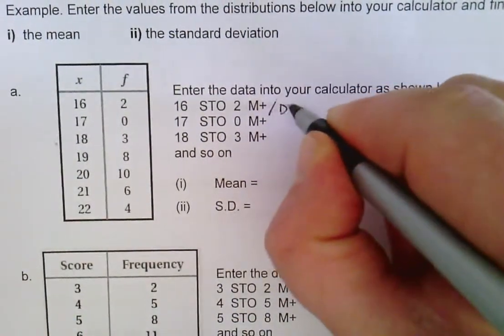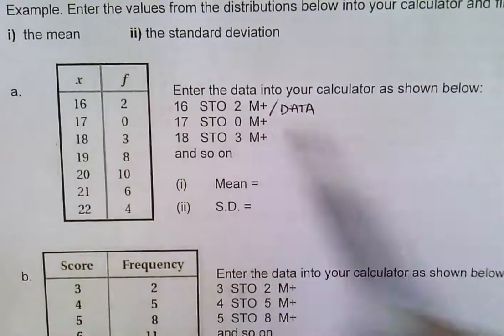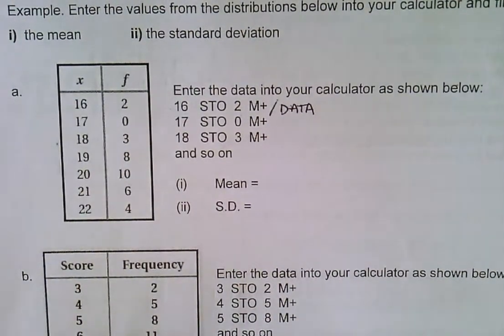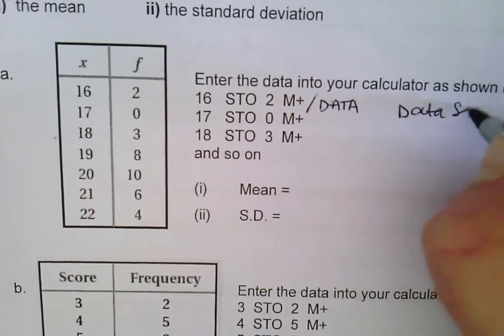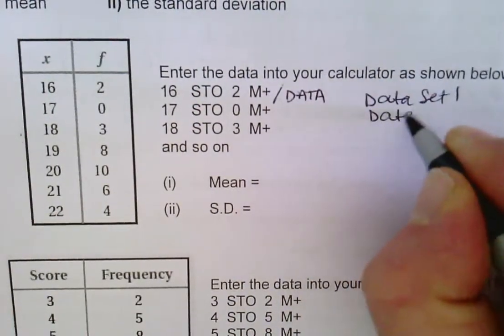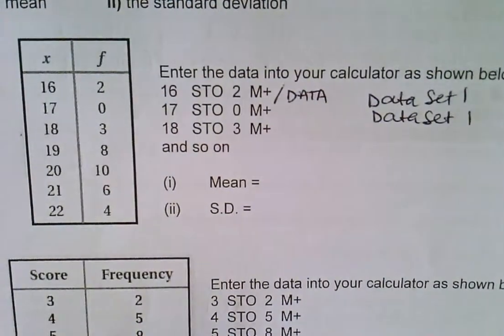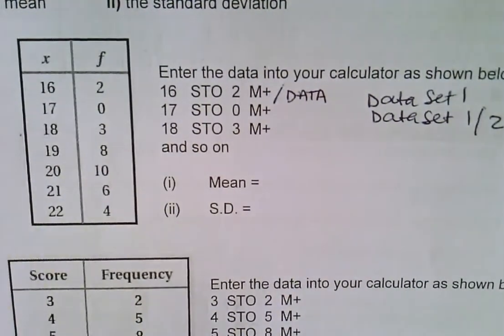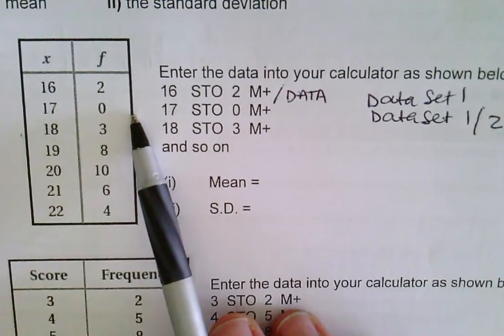Now with some people it's not M plus. I believe you press the data button or the change button. All right, 17 STO 0 M plus. Notice we're actually putting no 17s in there. On some calculators, it will say data set 1 for the first one. For some calculators, when you enter the second bit of data, because there are no 17s, it'll still say data set 1, but I believe some people's calculators will also say data set 2. So don't worry if it says data set 1 or 2. On the older calculators, I think it still says data set 1 because 17 has 0 frequency. You're really entering nothing. Got it?